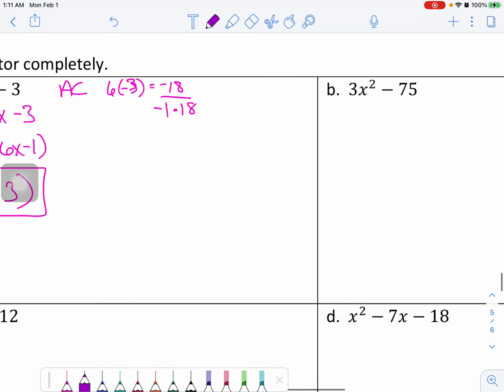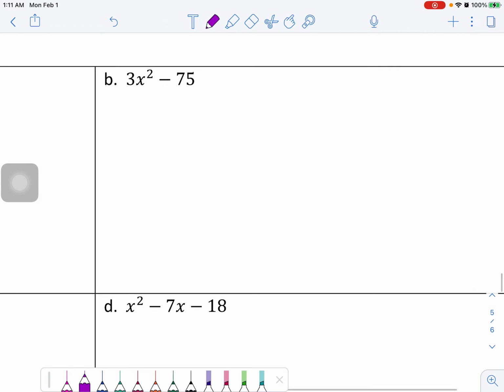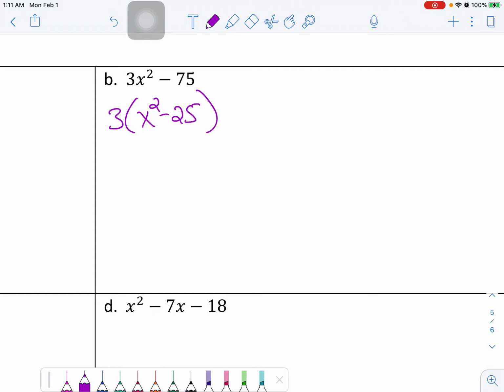I'm going to go ahead and slide over to part B. First thing I'm going to do is look for a GCF. 3 and 75 can both be divided by 3. So x squared minus 25. X squared minus 25 is the difference of perfect squares. So x minus 5, x plus 5.